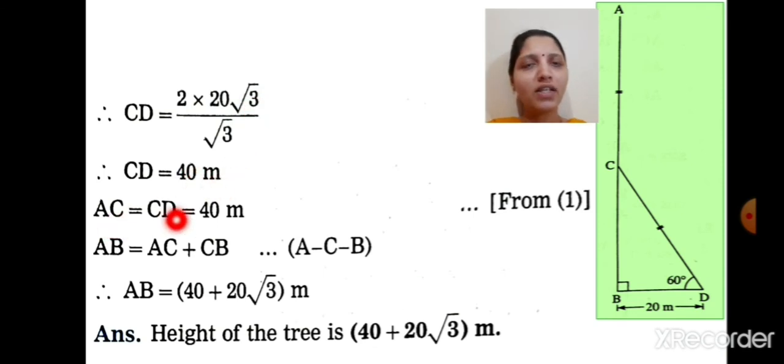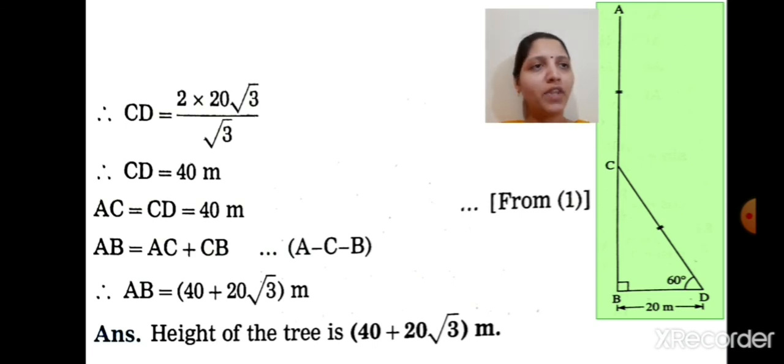Now AC is equal to CD, so you will get AC is equal to 40 meters from equation 1. Now AB is equal to AC plus CB because points A, C and B are collinear points. So therefore AB is equal to 40 plus 20 root 3 meters. So the height of the tree is 40 plus 20 root 3 meters.